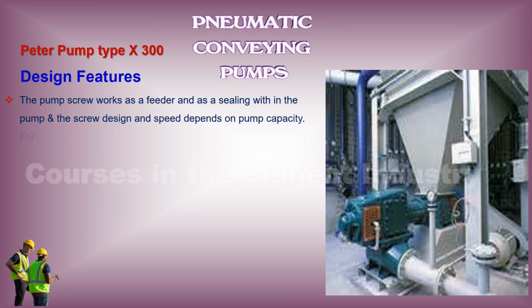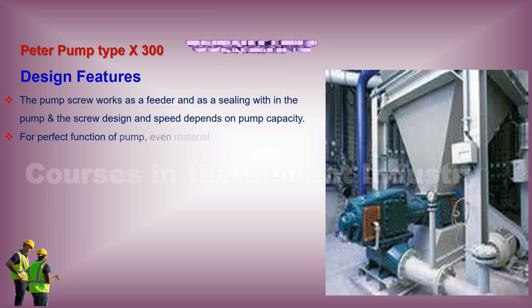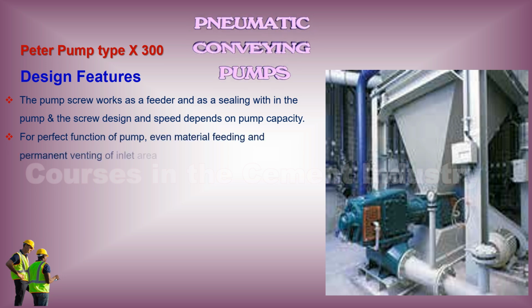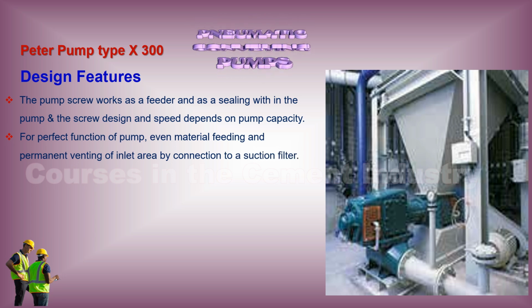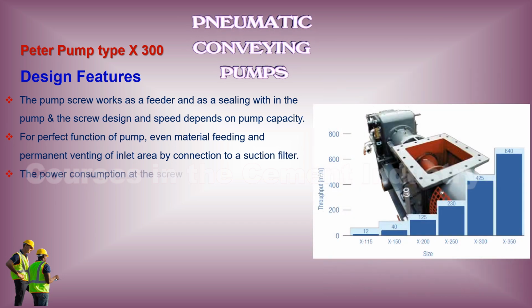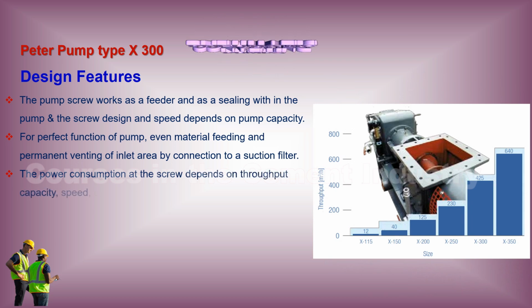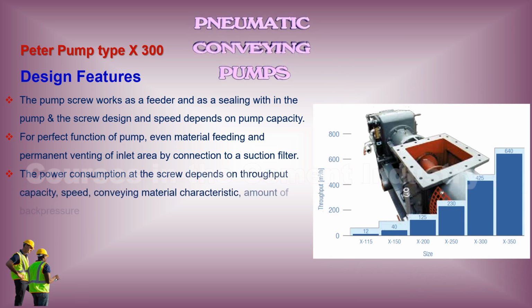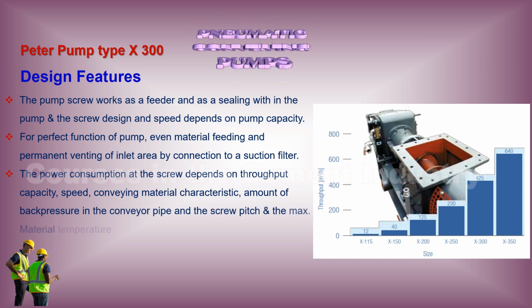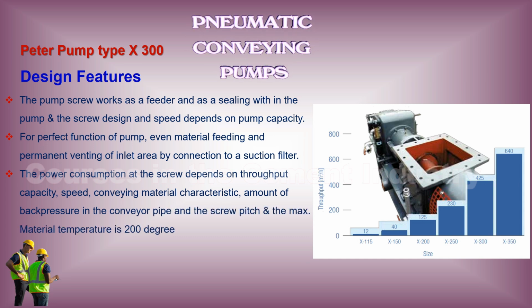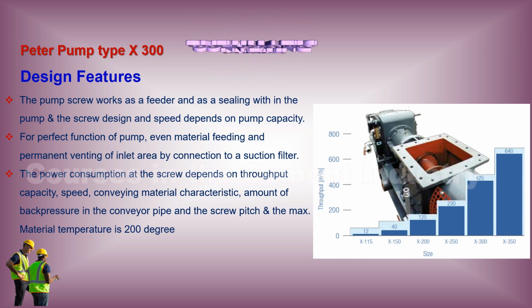3. For perfect function of the pump, even material feeding and permanent venting of the inlet area by connection to a suction filter are needed. 4. The power consumption at the screw depends on throughput capacity, speed, conveying material characteristics, amount of back pressure in the conveyor pipe, and the screw pitch. The maximum material temperature is 200 degrees.